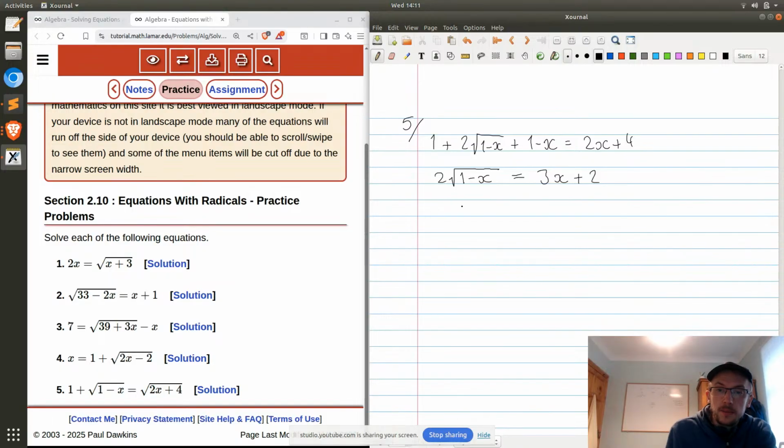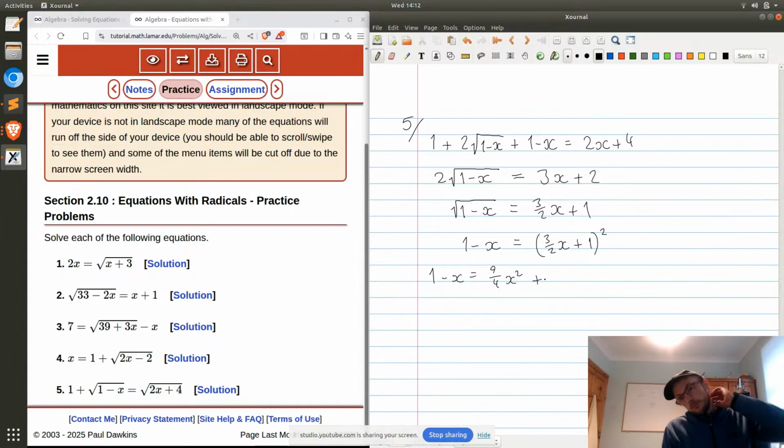And now divide everything by 2. And now square. Oh boy. Yeah, just do it. All right. So 1 minus x equals 9 over 4 x squared plus 3x plus 1. Quadruple everything if you really need to. If you're completely addicted to the integers, you can quadruple everything.